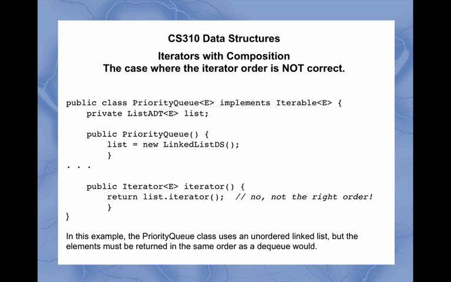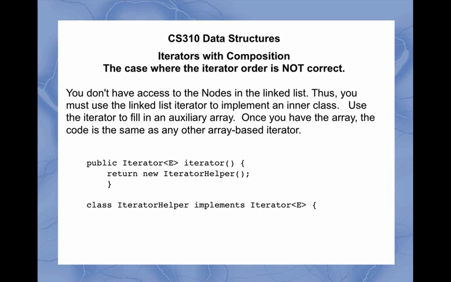So in this case, the priority queue class has an unordered linked list, and the iterator for that linked list is going to return them in an order that would be incorrect for the priority queue. So we need to deal with this behavior. The way you do this is you still use the linked list iterator because there's no other way to get access to the data inside that linked list. But we will use it to build the correct order we need. Since we don't have access to the nodes, we will make an auxiliary array, load that array, and then sort it to get the correct behavior.